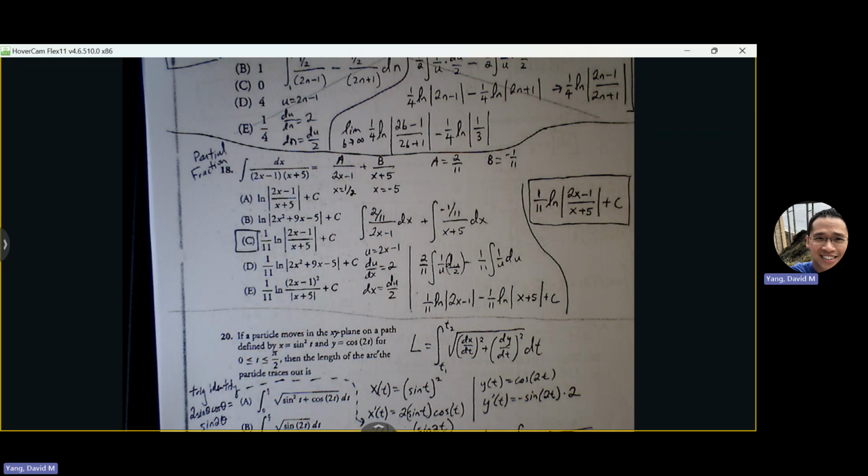Once we find our A and B values, we're going to go through our u substitution. There's going to be another 1/2 that's going to come out of that, that we have to keep track of.